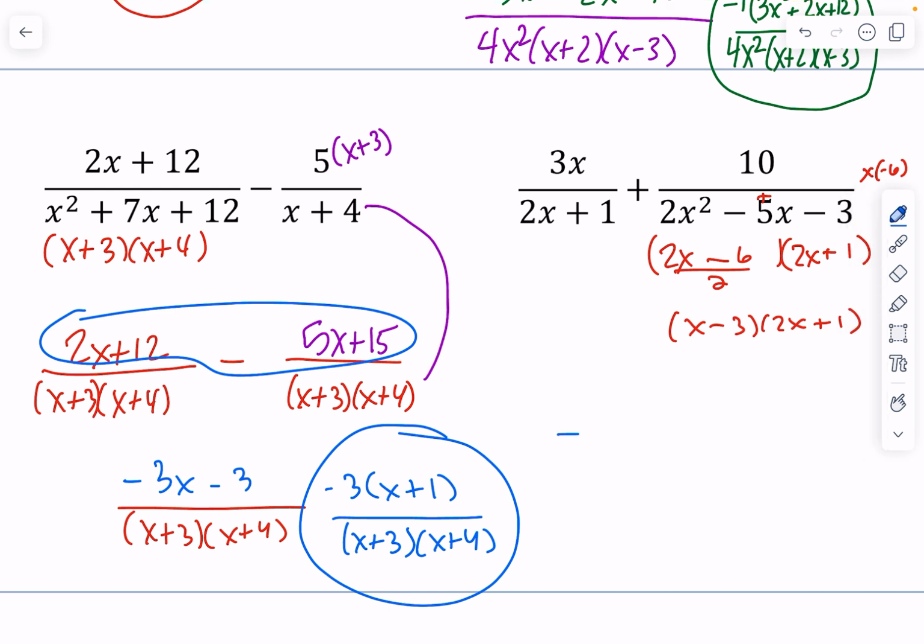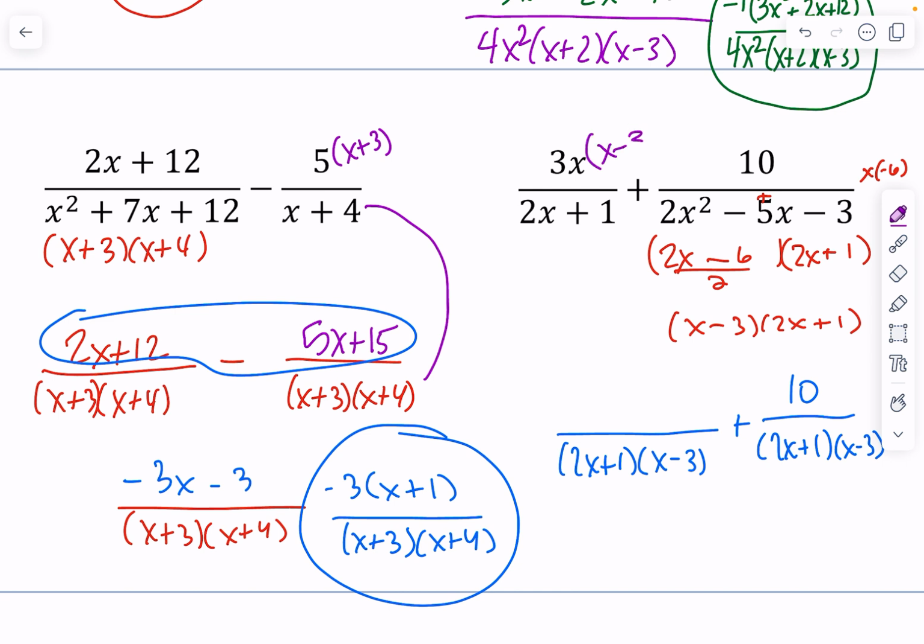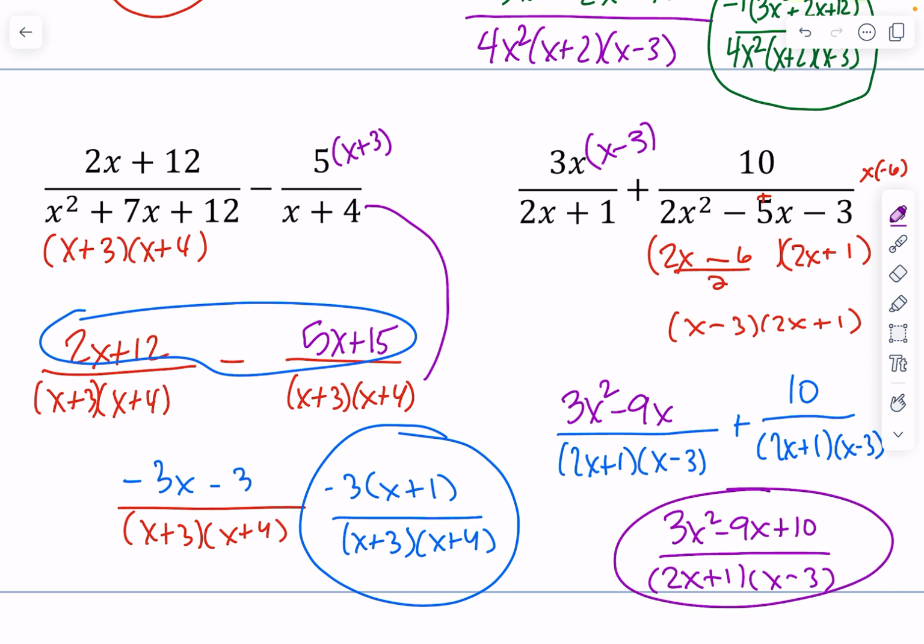Now I can pick out an LCD of, they both included that 2x plus 1, and then this does also need that x minus 3, in which case the right-hand side had everything it needed, and the left-hand side needs that x minus 3 with the 3x distributed in. Go across the top, nothing is like terms, so I just write it out. I do check to see if that can coefficient factor, if there would be anything that could multiply up to 30 and add up to negative 9. Do check for that, just in case. It could not. So that is our completed answer.